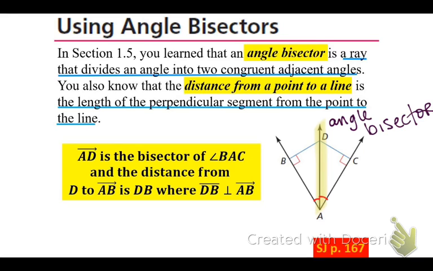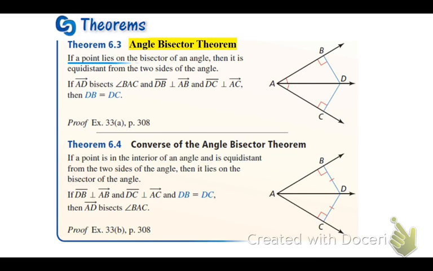Okay, we're going to flip, and we're going to talk about a theorem. You'll use your highlighter more. We've got an angle bisector theorem. If a point lies on a bisector of an angle, so you're going to put a point, we're not highlighting anything yet, you're going to put a point at point D.